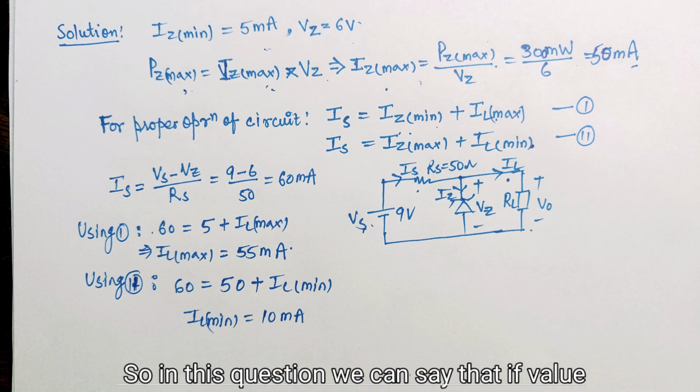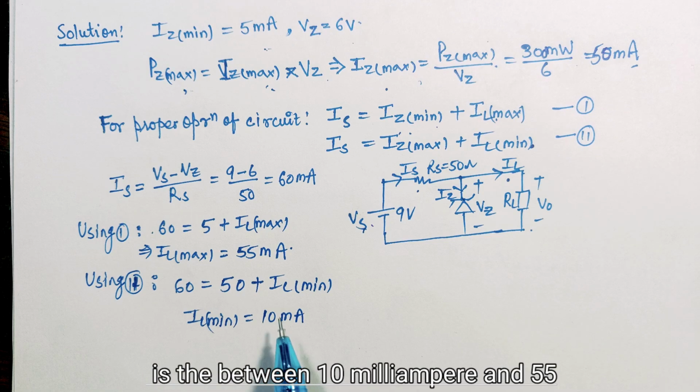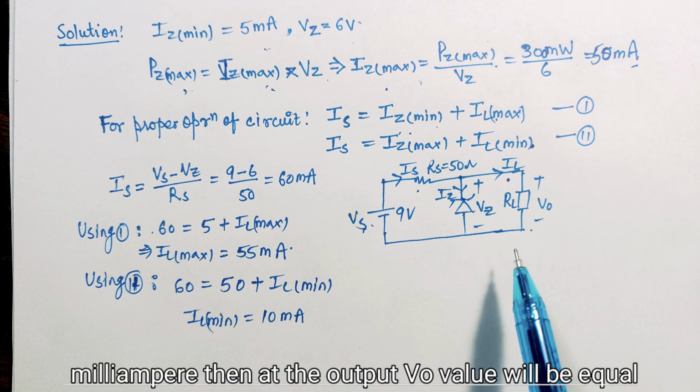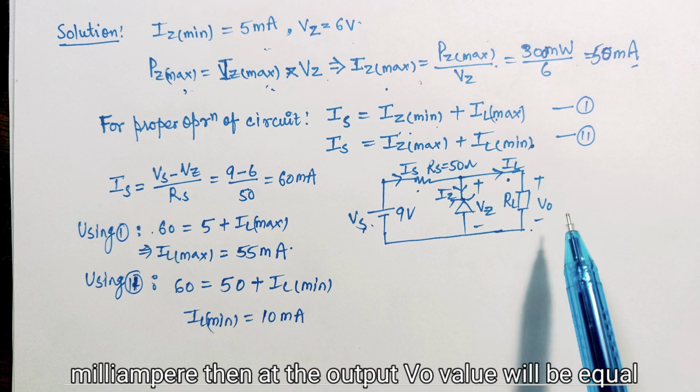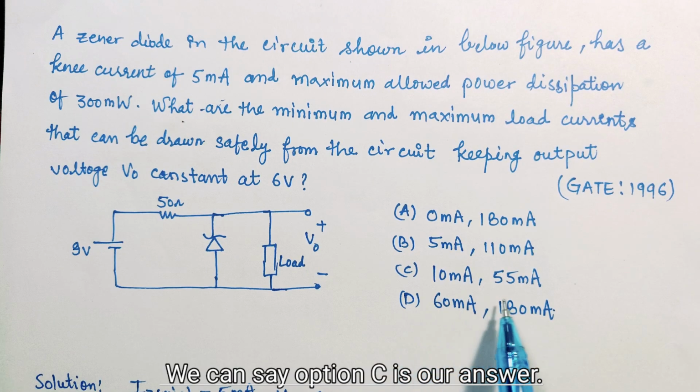So in this question, we can say that if the value of load current varies in this range, that is between 10 milliampere and 55 milliampere, then the output V naught will be equal to 6 volt constantly. We can say option C is our answer.